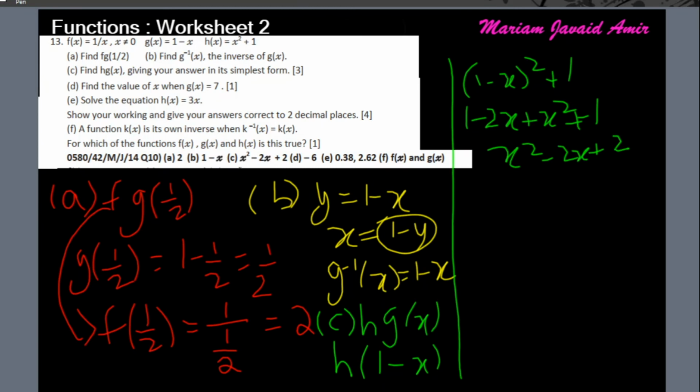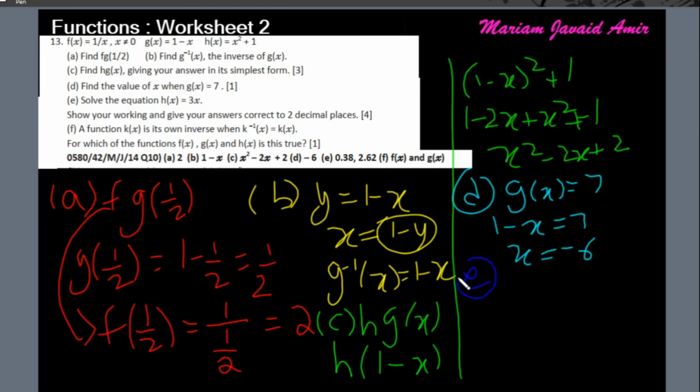Part D. Find the value of x when g(x) equals 7. So 1 minus x equals 7, so x is equals to minus 6. Part E, solve h(x) equals 3. So h(x) is x square plus 1 equals 3. This becomes x square equals 2, and take under root on both sides.